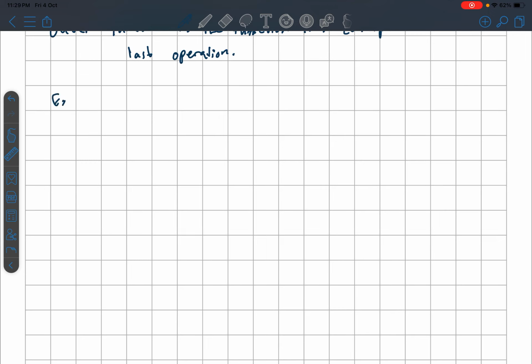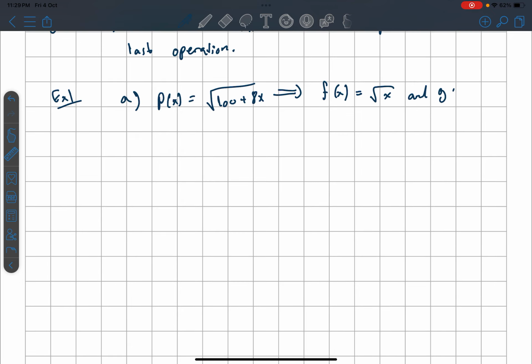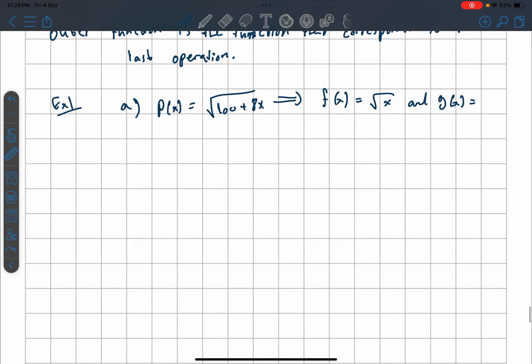So let's take example 1. If we have h(x) equal square root of 100 plus 8x. So we can say here f(x) is the outer function, so it will be square root of x, and g(x) will be the inner function, it will be 100 plus 8x.